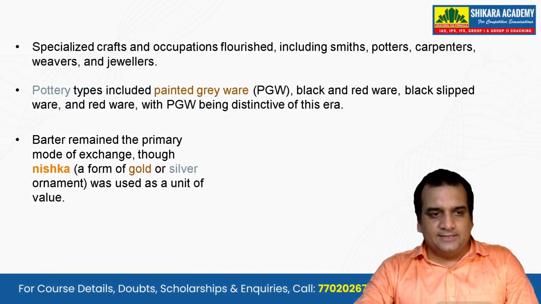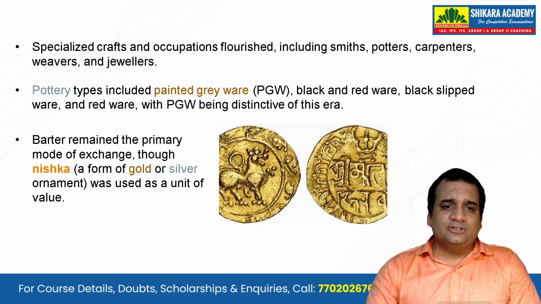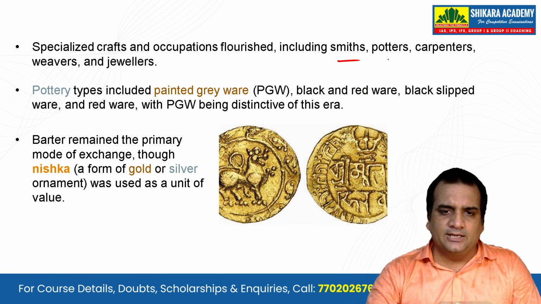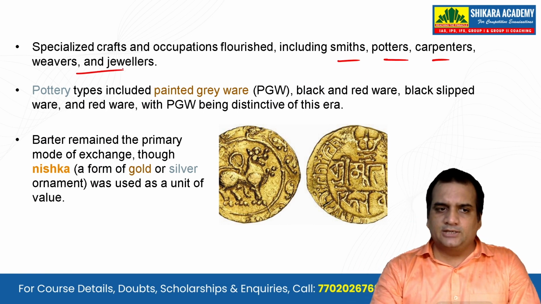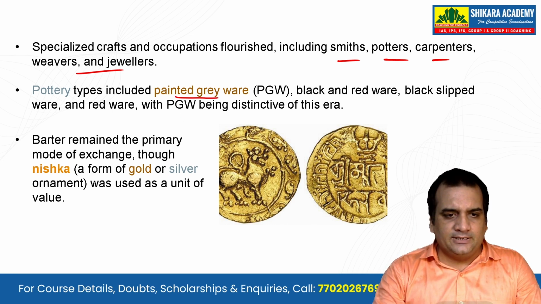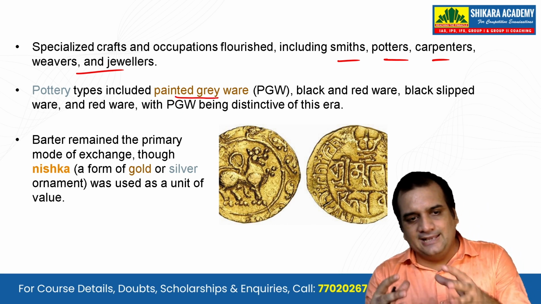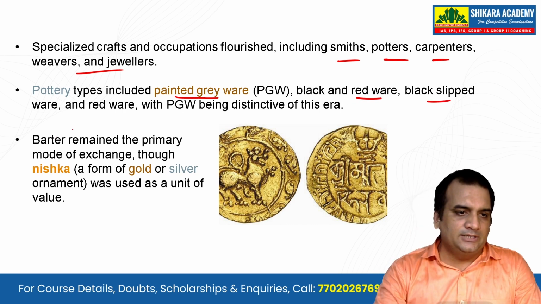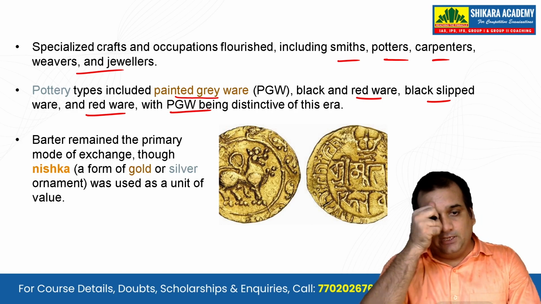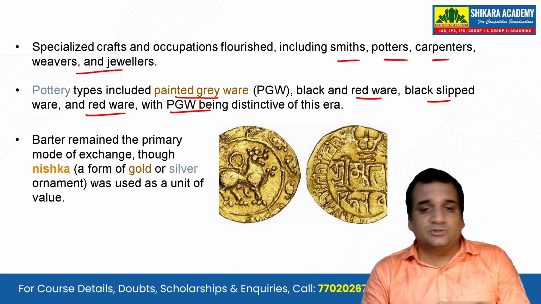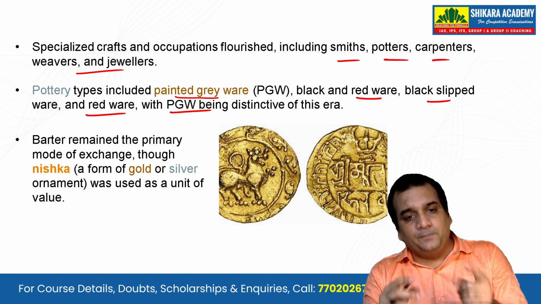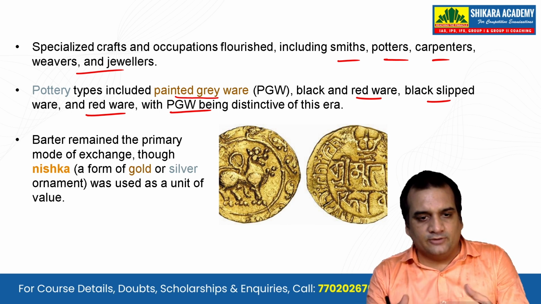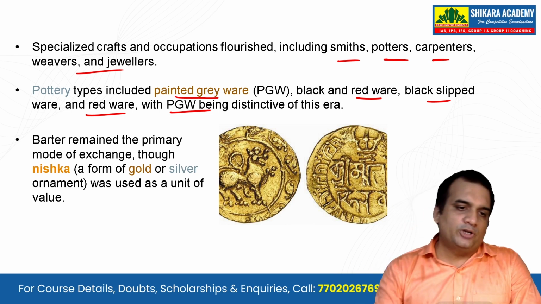in the Gangetic plain. Now, let's talk a bit about the specialized crafts and occupations that flourished at that time. Smiths, potters, carpenters, weavers and jewelers, all are there. Pottery types will include painted grey ware. Now there will be a glaze, and there will be these colored potteries. Black and red ware will be there, black slipped ware will be there, and red ware, with PGW being distinctive of this area. So sometimes this later Vedic period is also known as the PGW and iron era, painted grey ware and iron era, because a lot of excavation of this painted grey ware pottery is done.